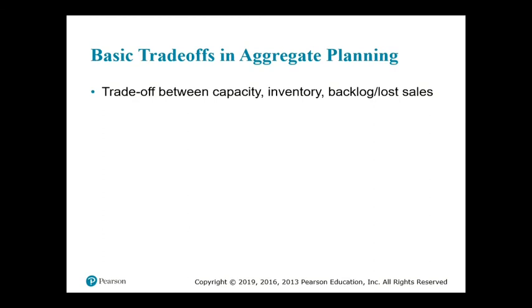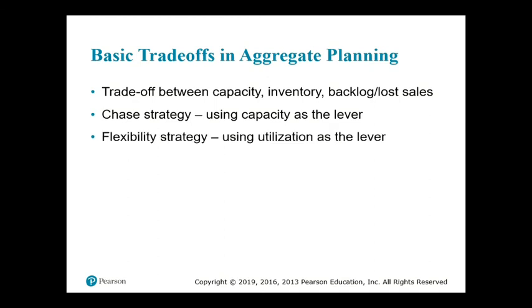So in aggregate planning, there are some simplistic strategies to use, and we're going to illustrate each one by one. Overall, there's the chase strategy, the flexibility strategy, and the level strategy. Each of these strategies focuses on utilizing one of these levers in order to design an aggregate plan that matches demand with supply. The chase strategy mainly uses capacity as a lever. The flexibility strategy uses capacity utilization as a lever. And the level strategy uses inventory.